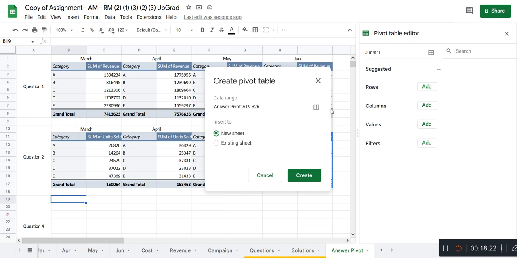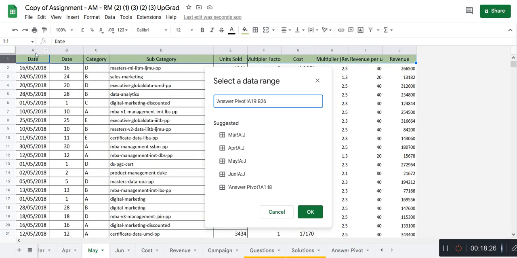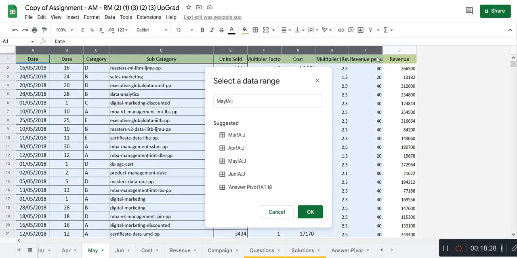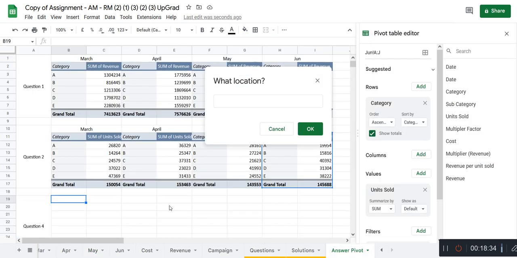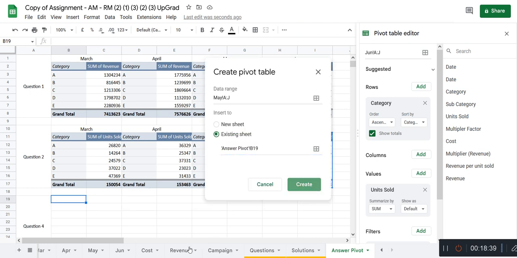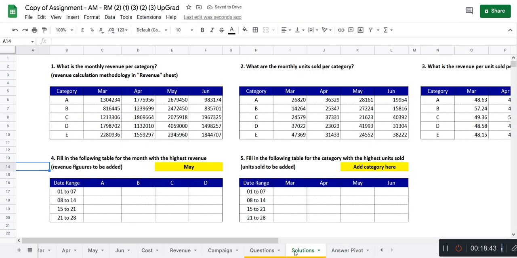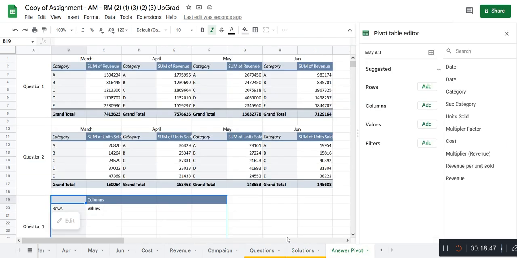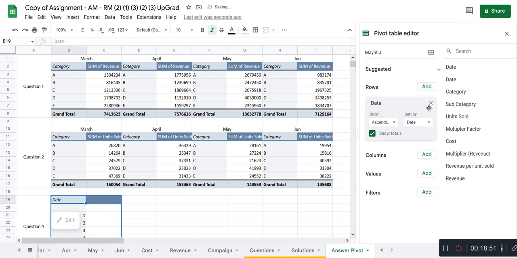Okay, so in pivot table first we have to give the data range. So as we are creating the pivot table for the May month, I'll select the data for May. Click OK, existing. Okay, so here I want to create a pivot. Create. Now for this particular question, in rows we want the date range, right? So in rows, I'll add date.